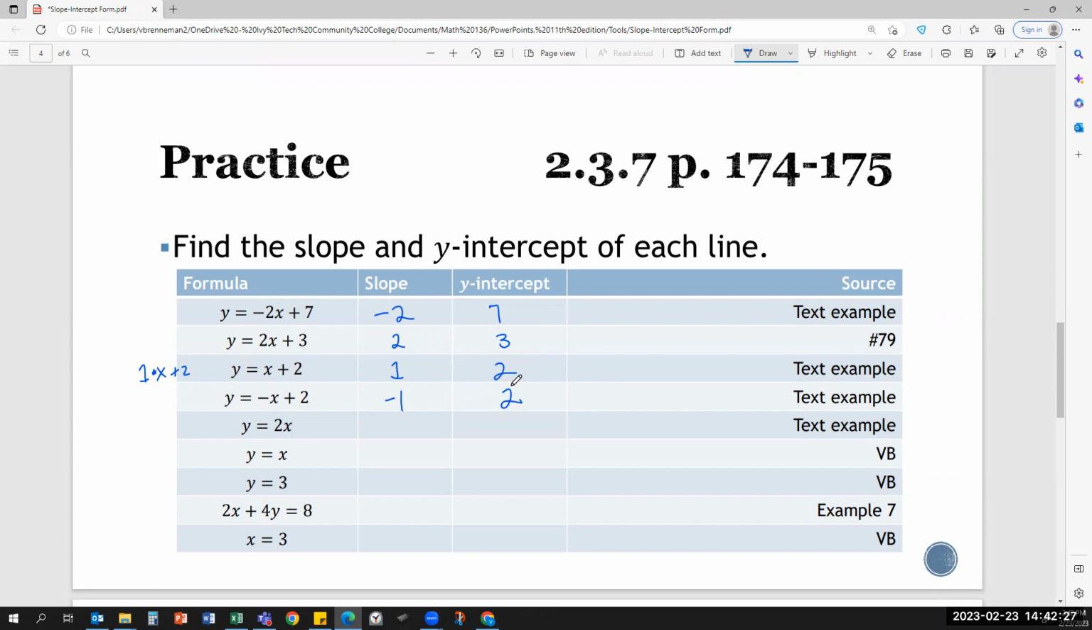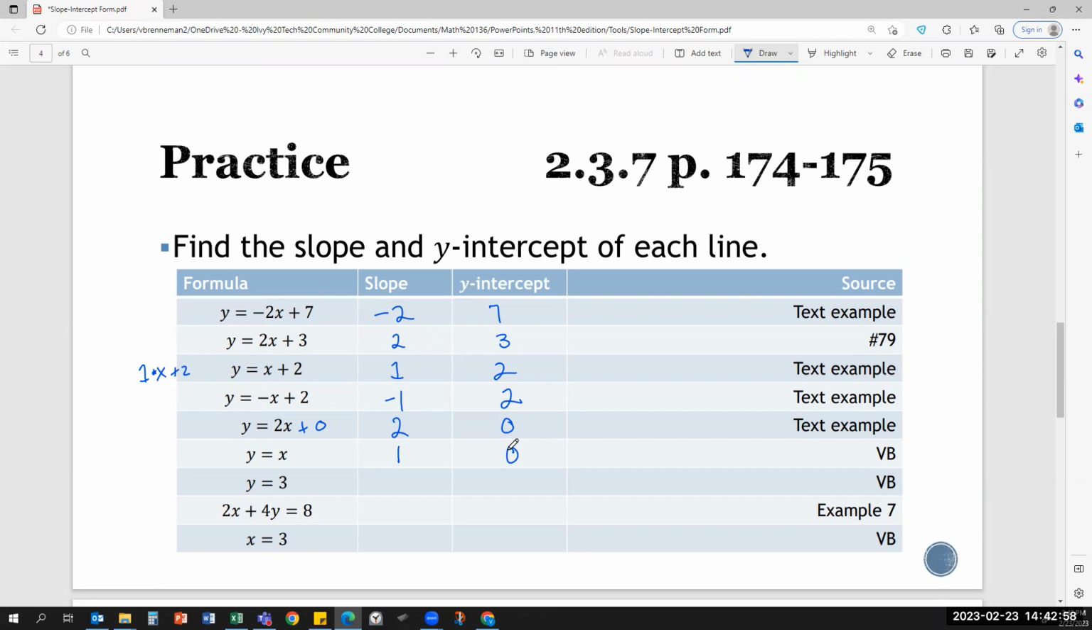Then we have y equals 2x. Now we have the number being multiplied by x, so we have the slope, but what's being added on? Well, in this case, 0. But a y-intercept of 0 is still very much a y-intercept. It's a completely different thing from there not being a y-intercept. Y equals x: now we have a slope of 1 combined with a y-intercept of 0.